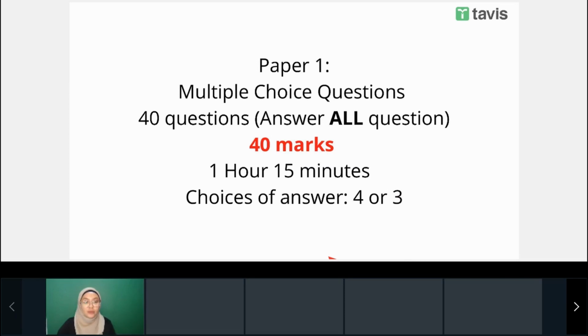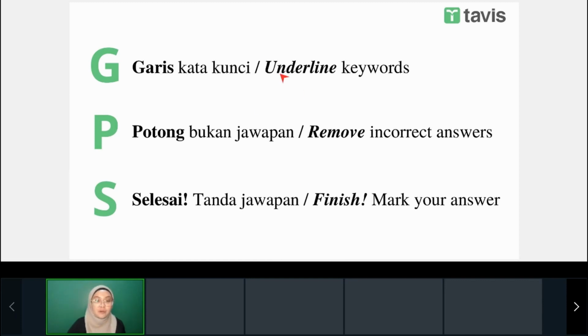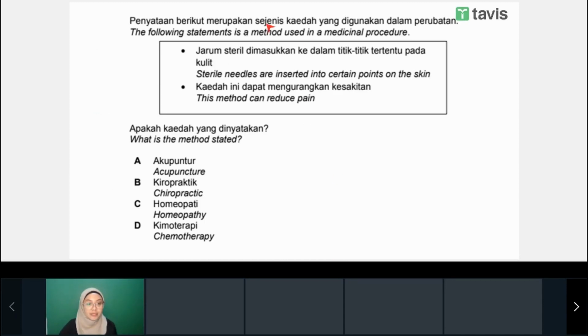Okay, now we are done with unit 10. So let's try to answer the Paper 1 questions from this unit 10.